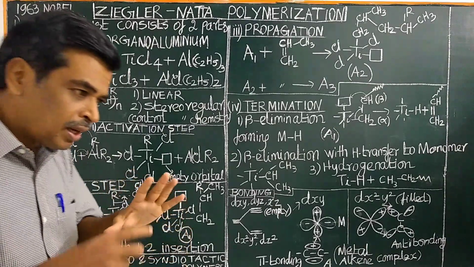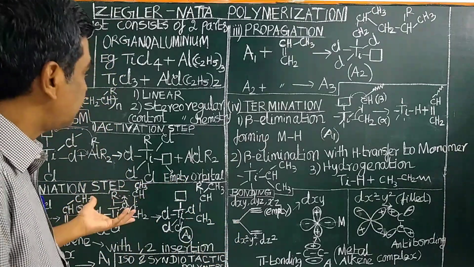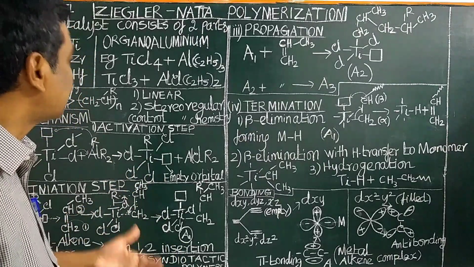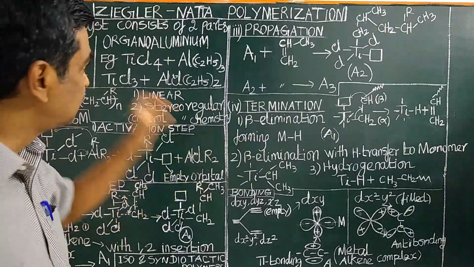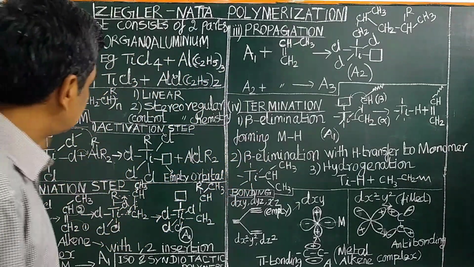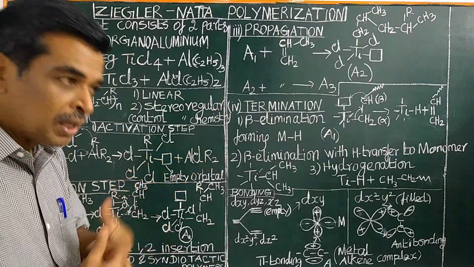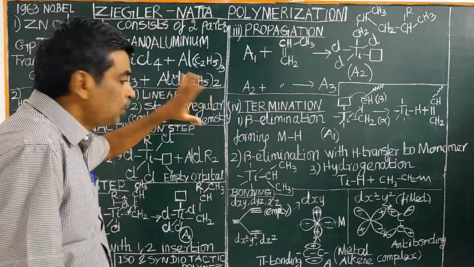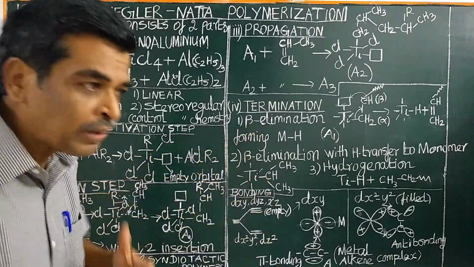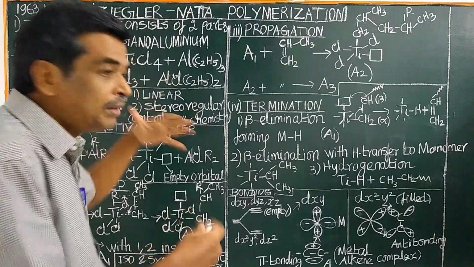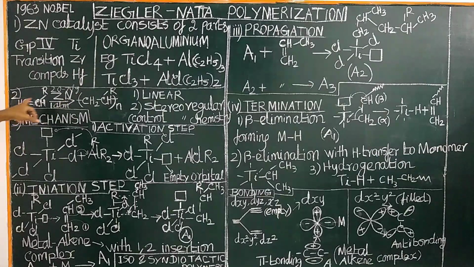For example, in free radical polymerization reaction, there is no stereoregularity. There is no stereoselectivity. Whereas, in this case, it is a heterogeneous supported catalyst. There is stereoregular and also linear polymer. Whereas, in the case of free radical polymerization reaction, you will get only branched polymer and random polymer with all molecular weight distribution. But here you will get high molecular weight linear chain polymer. Okay.